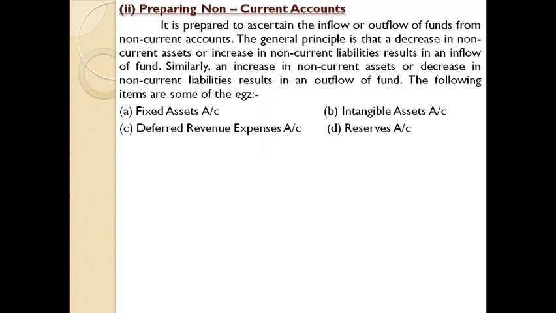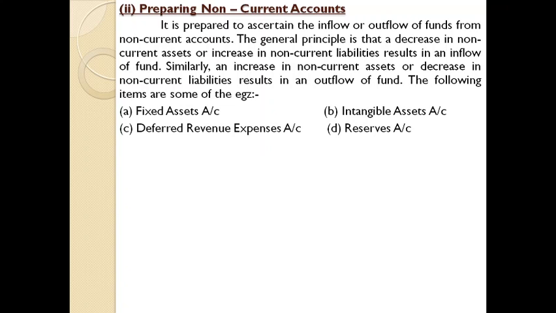Next item is deferred revenue expenses. Deferred revenue expenses is actually a heading given to certain items like preliminary expenses, discount on issue of shares or debentures. So remember, whenever there is a decrease in this account, it should be treated as the amount amortized during the year, otherwise known as written off during the year. The same amount should be added to the net profit to calculate fund from operation.